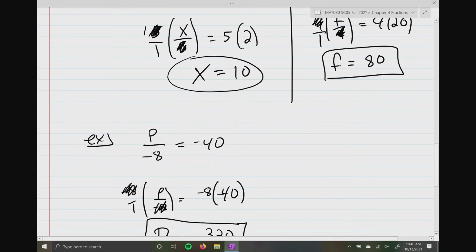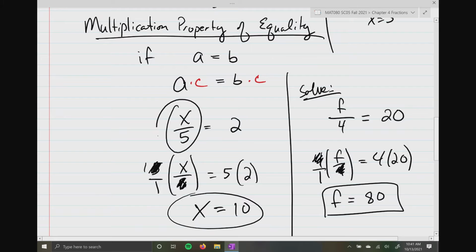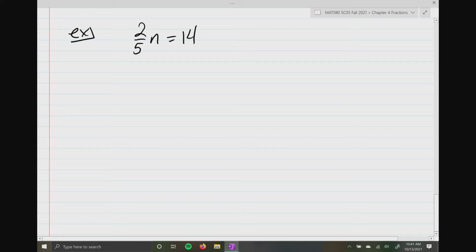Notice with this problem, the p was in the numerator. Notice with this problem, the x was in the numerator. Notice with this problem, the f was in the numerator. In the one we're looking at now, n is not in the numerator. Well, technically it is, but we have a fraction out front. However, our process does not change, okay? If you were to guess, I'm going to multiply both sides of this equation by a number. What do you think that number is?